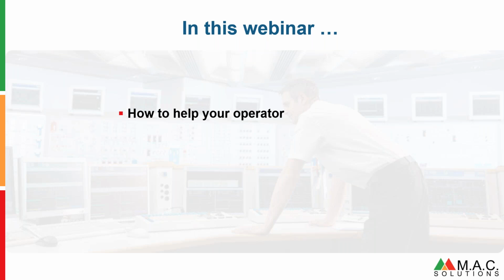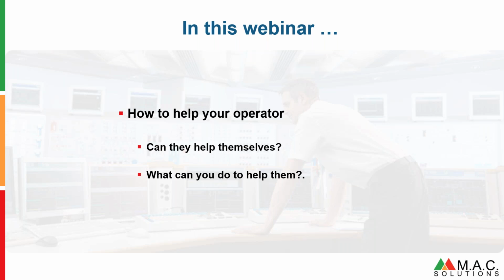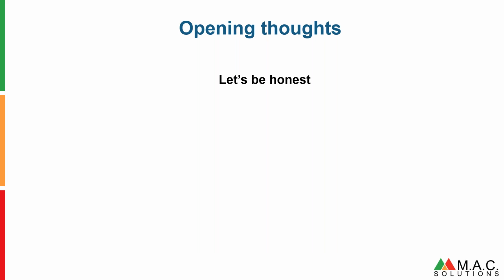As James has said, we seem to have a good variety of people joining, with different backgrounds, which is excellent. The webinar today is how to help your operator. What can you do to help your operator, and do you really need to? We're going to talk about whether they can help themselves and what you can do. It's all about helping your operator. Your operators run your plants. Is there anything you can do for them? And what should you do for them?